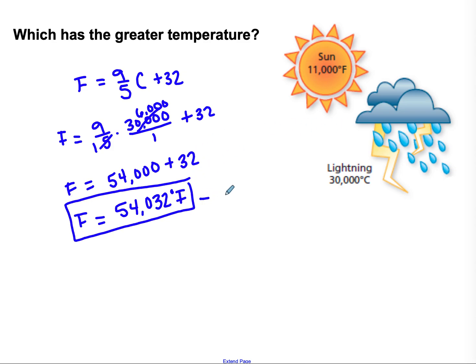Okay, so that is my answer for what the lightning is. So which one has the greater temperature? Well, this is 54,032 degrees Fahrenheit. This is 11,000 degrees Fahrenheit. So lightning has the greater temperature.